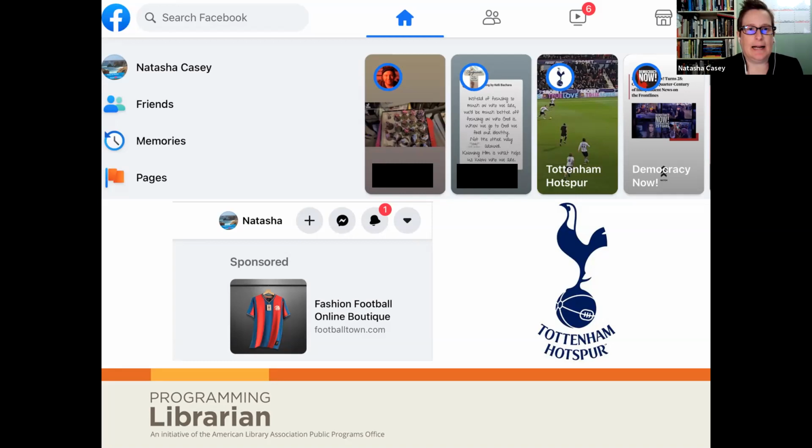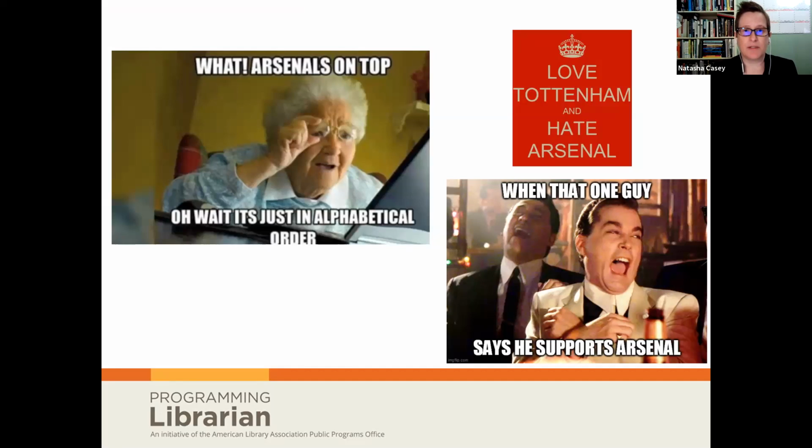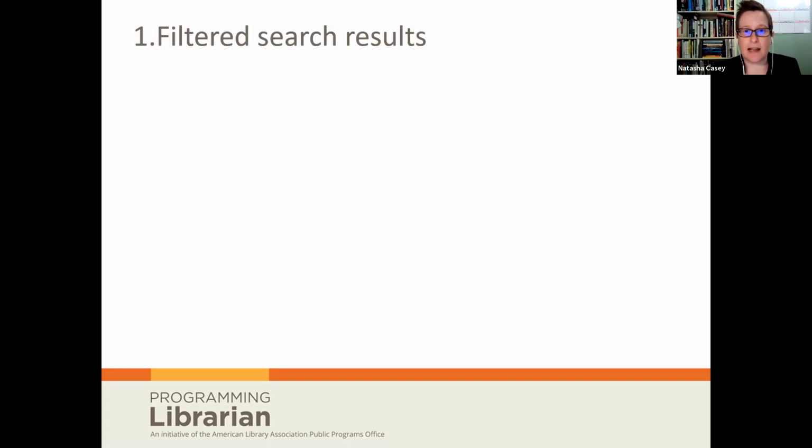So next slide, please. Likewise, many of the cookies and algorithms will also know that I would never want to see any commercials or promotions for Spurs's arch rival club. They're called Arsenal. And so this, again, is a very innocuous example of how cookies and algorithms work in our favor.